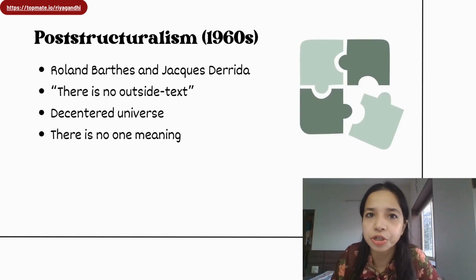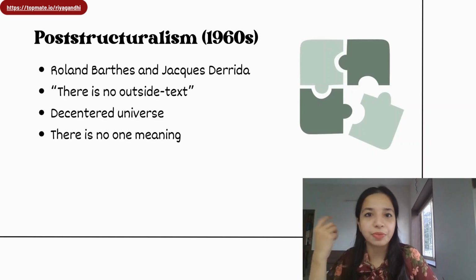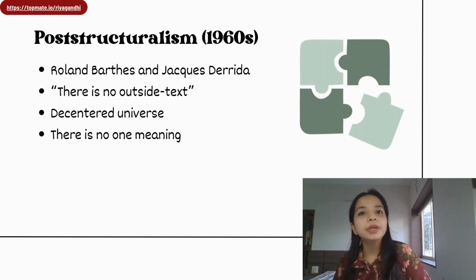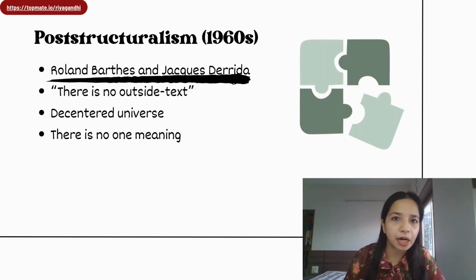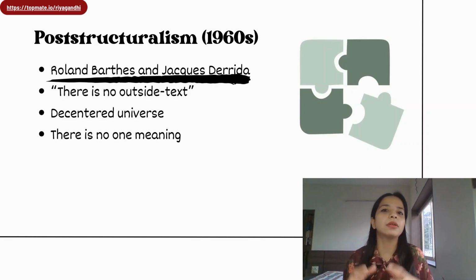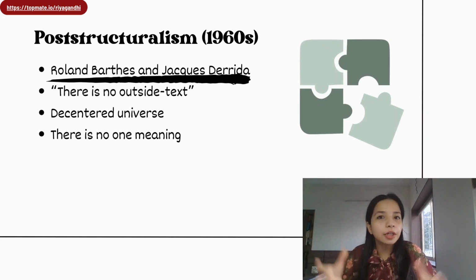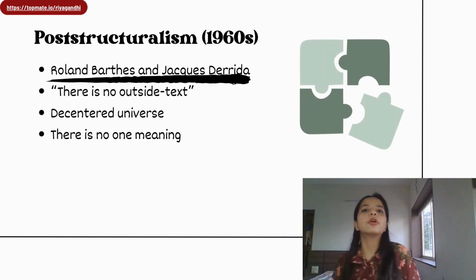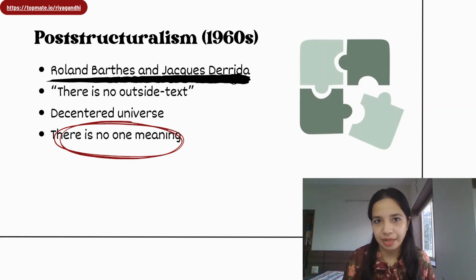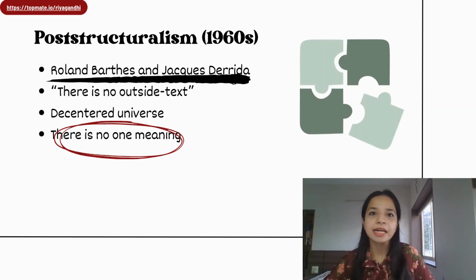Next, moving on to post-structuralism, which started to emerge from the 1960s as a reaction to structuralism. It was propounded by critics like Roland Barthes and Jacques Derrida. All of these critics focused upon the fact that there is no inherent structure to language, let alone a text. They basically focused upon the idea that when you are interpreting a text, there is no one particular meaning. There are subjective meanings, there are subjective interpretations, which leads to the plurality of meanings.